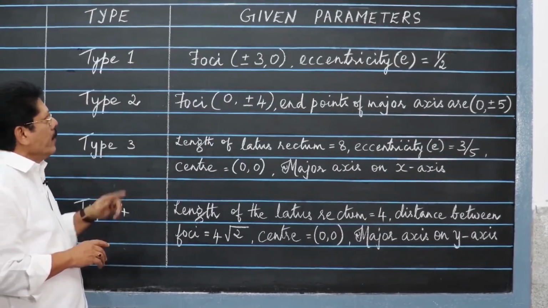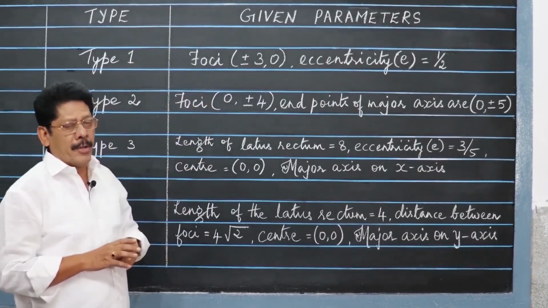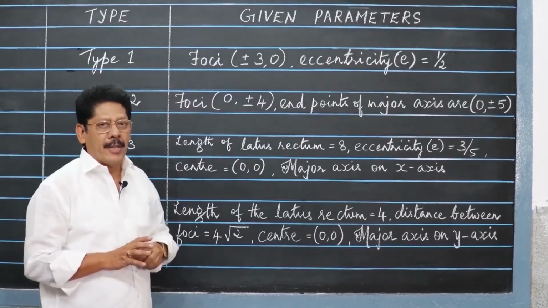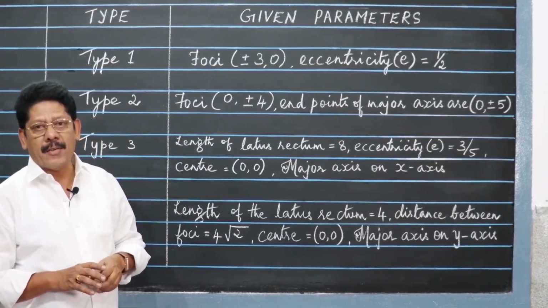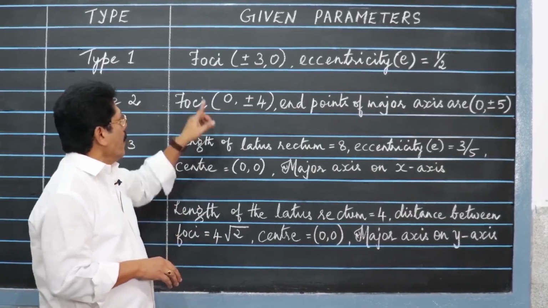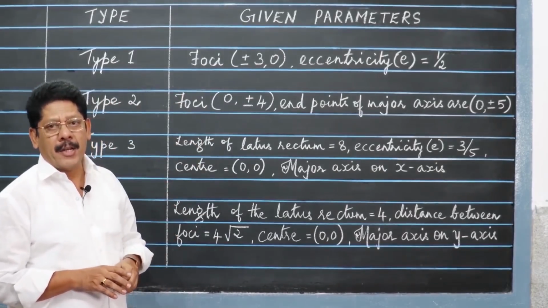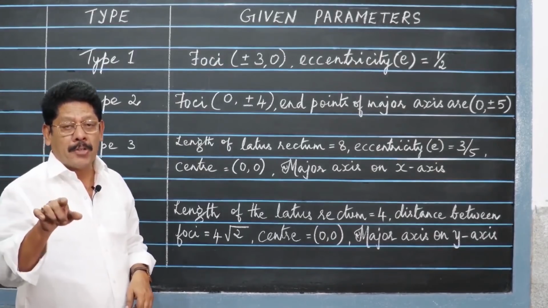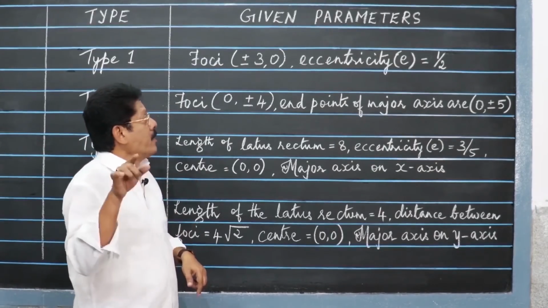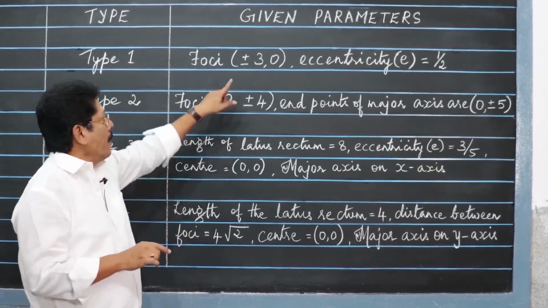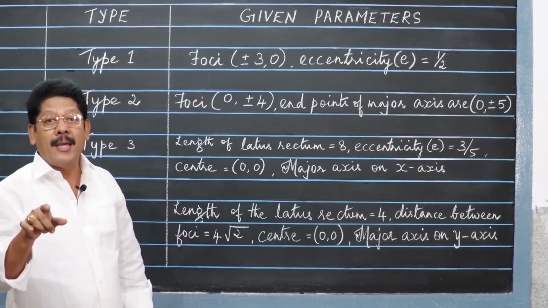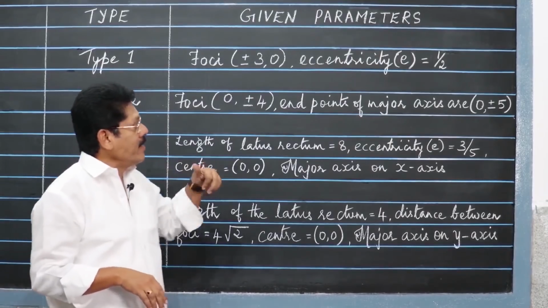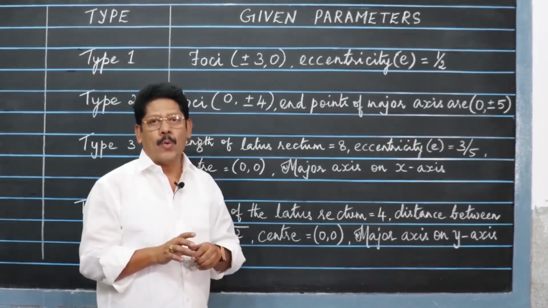Type 1. What is given to you? Foci is given as plus or minus 3, 0 and eccentricity e is given as 1 by 2. When foci is given as plus or minus 3, 0, you should be in a position to denote what is plus or minus 3, 0. Plus or minus 3, 0 is nothing but plus or minus ae, 0. And next is eccentricity e is equal to 1 by 2.